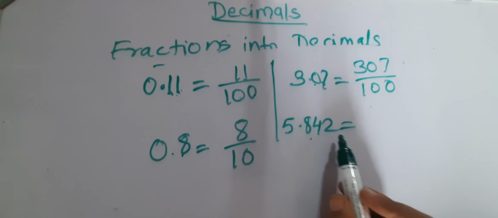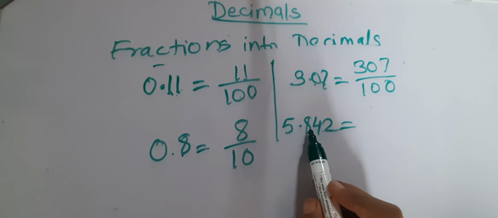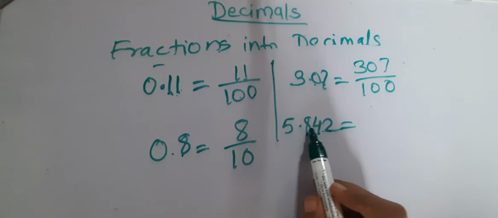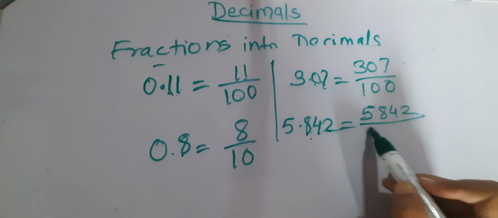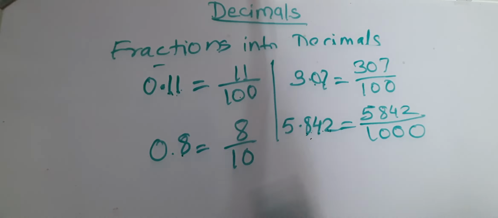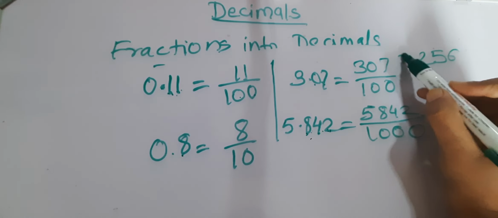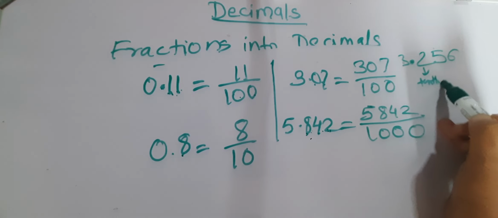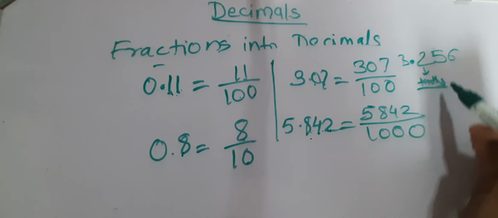Suppose it is 5.842. After the decimal point, how many places are there? It is tenths, hundredths, thousandths. It is still thousandths. That means 3 numbers are there. So how we can write it? 5842 divided by 1000. Suppose it is 3.256. The first is tenths. So here the number is still tenths. So we will divide it by 10.